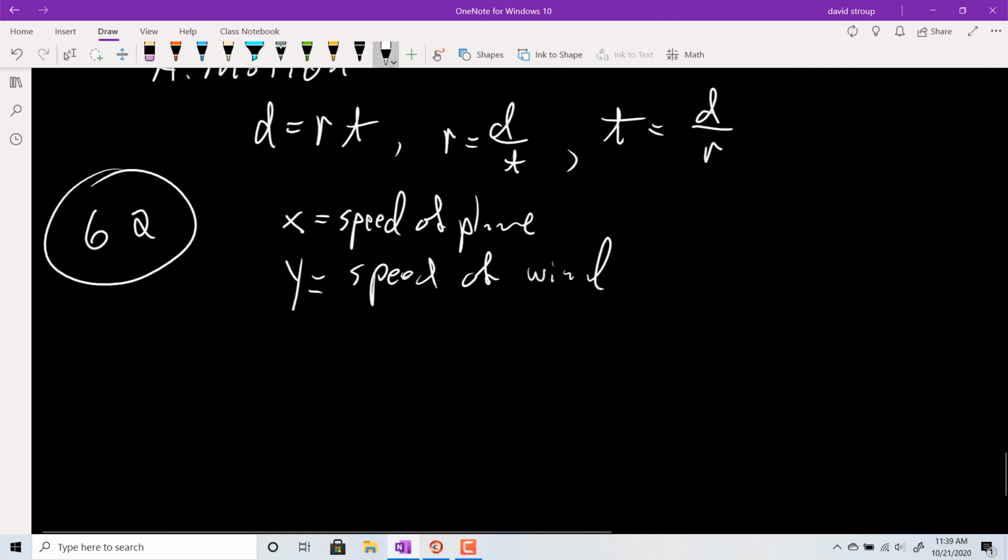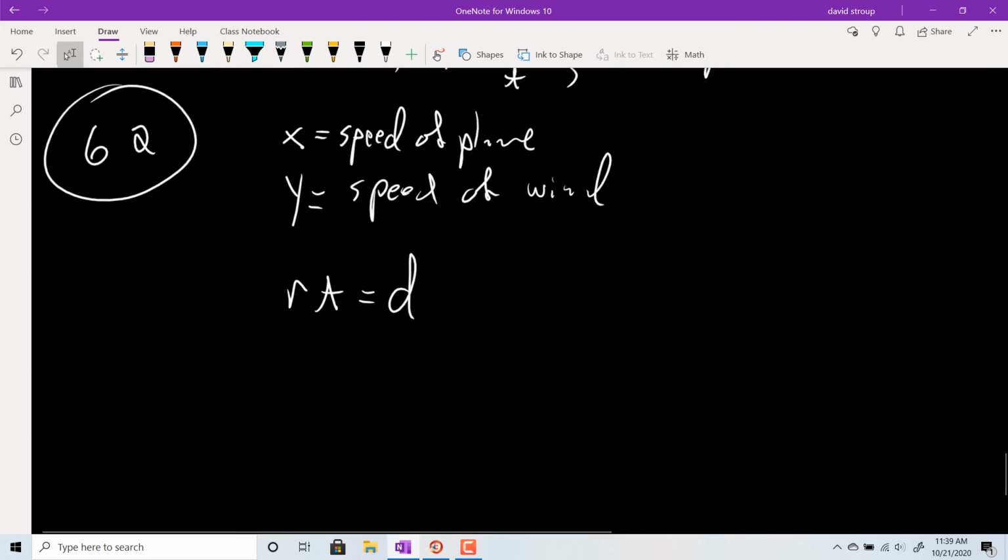So you could use your D equals RT formula to figure this out, or RT equals D. Oh, sorry, I just read the boat question. Okay, so again, it's 62. When a plane flies with the wind, it could travel 4,200 miles in 6 hours. When it flies in the opposite direction against the wind, it takes 7 hours to fly the same distance.